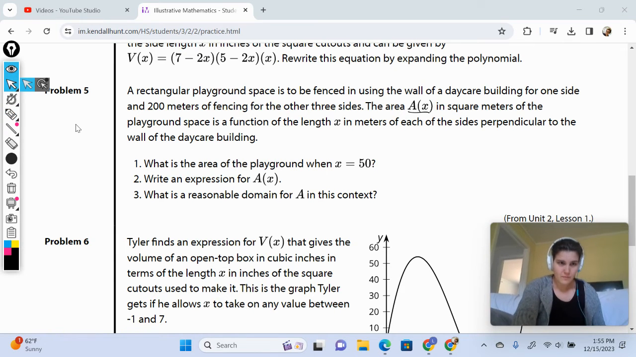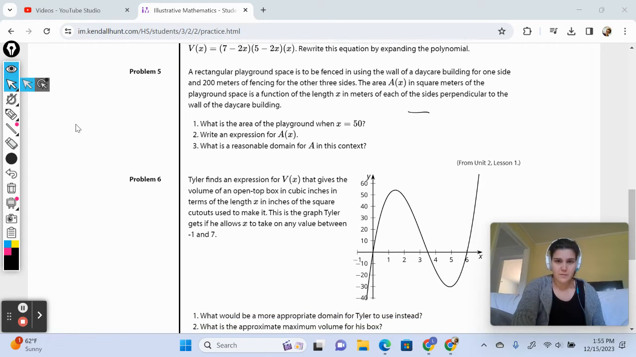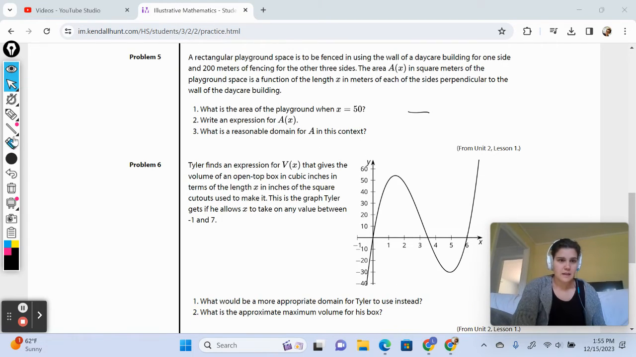So let's start by zooming out so we have a little more space to work with. And let's draw this picture. I have not done this problem yet, so we're going to be doing it together. We have a rectangular playground fence, which is fenced in using the wall of the daycare. So here's our daycare right here.